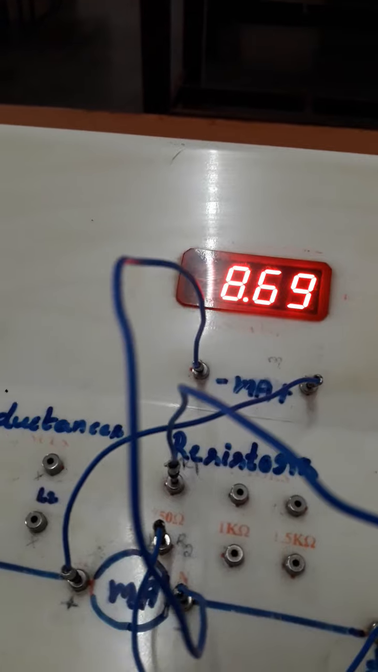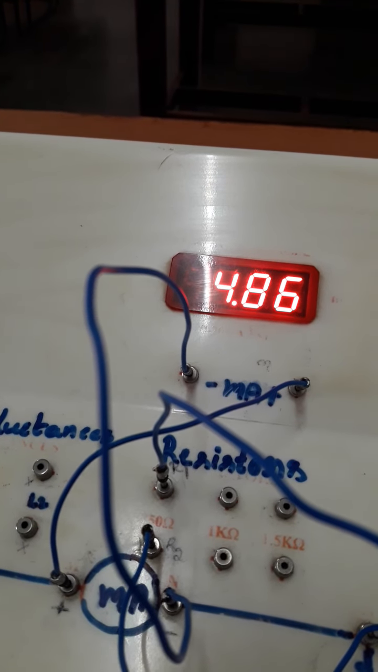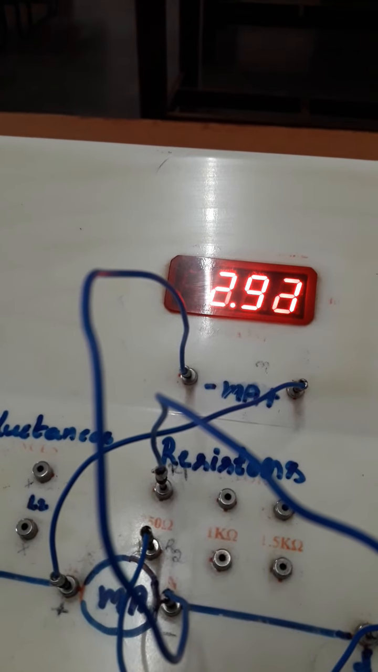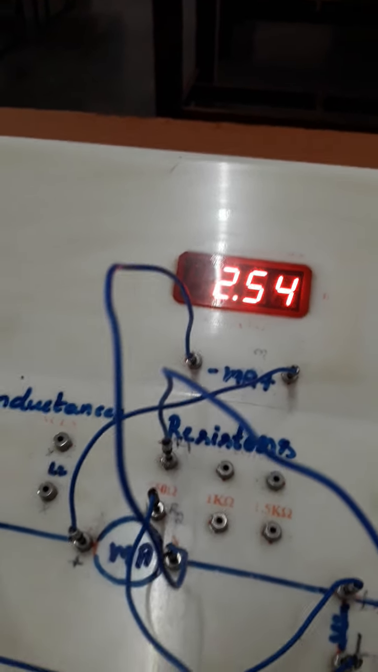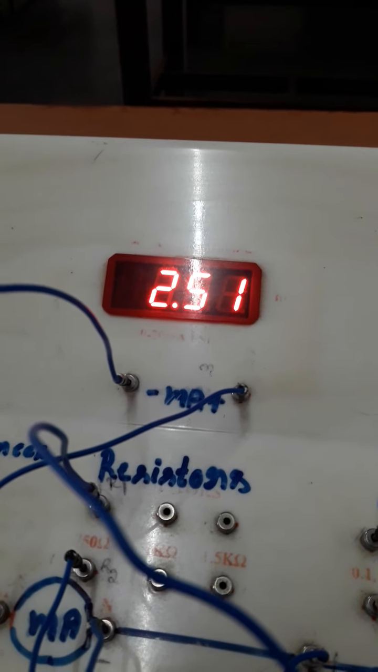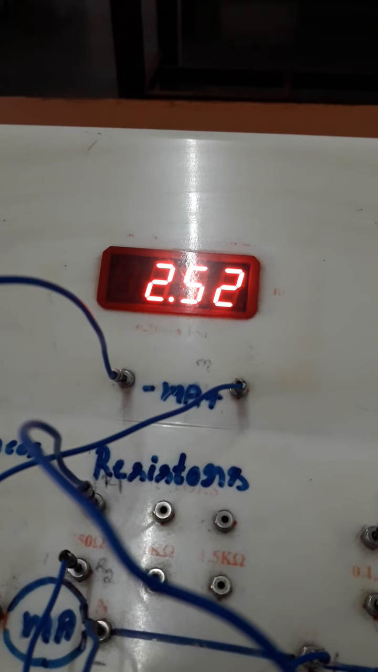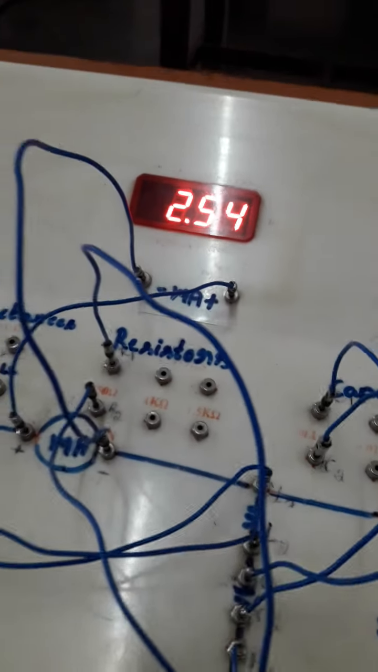Increasing, then decreasing. It means that up to some frequency in a series LCR circuit, we observe the current increases. After reaching the resonance frequency, the current once again decreases. That we are observing in the nature of the graph.